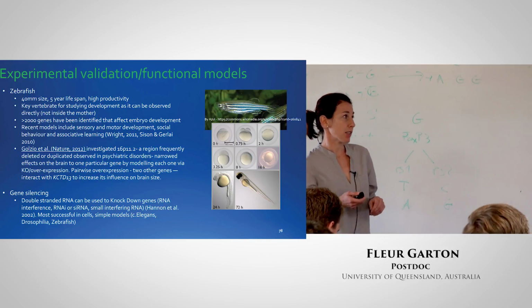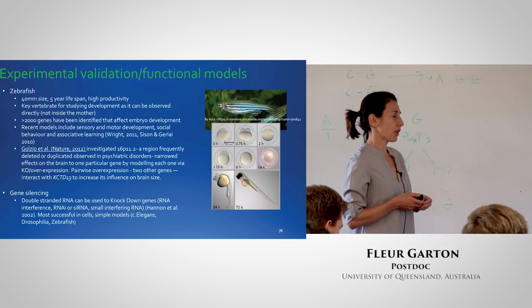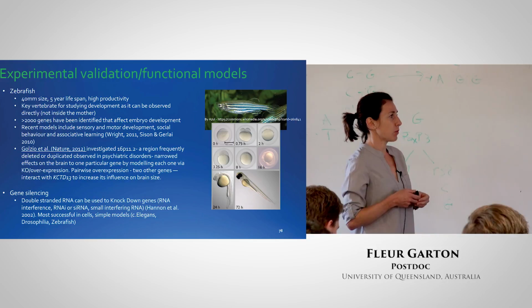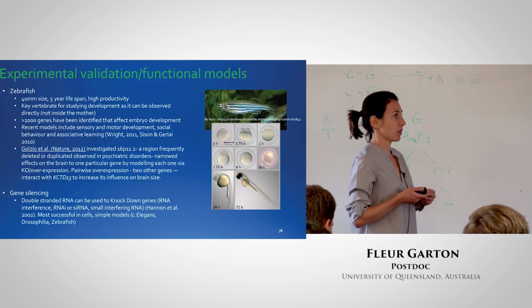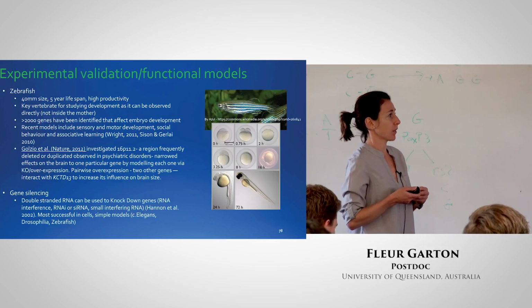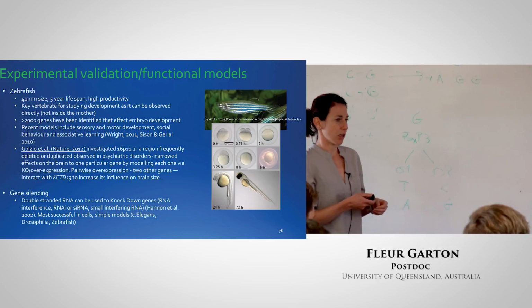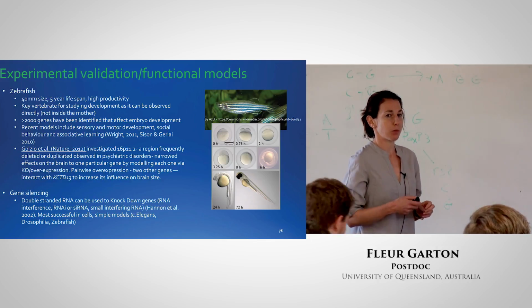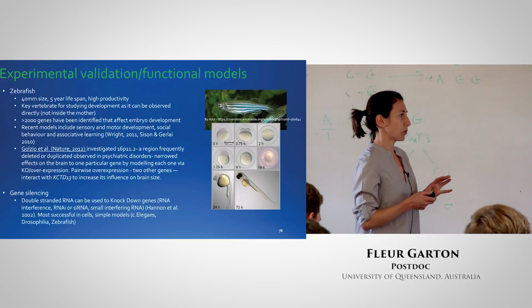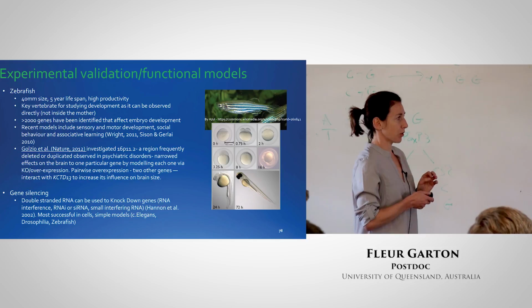Over 2,000 genes have been identified that affect this embryo development, which is quite interesting. And recent models include both sensory and motor development, social behaviour, and associative learning. And actually a very good paper that Jian Yang in our lab often brings up as a great example of how you can use these animal models is this Golzio et al.